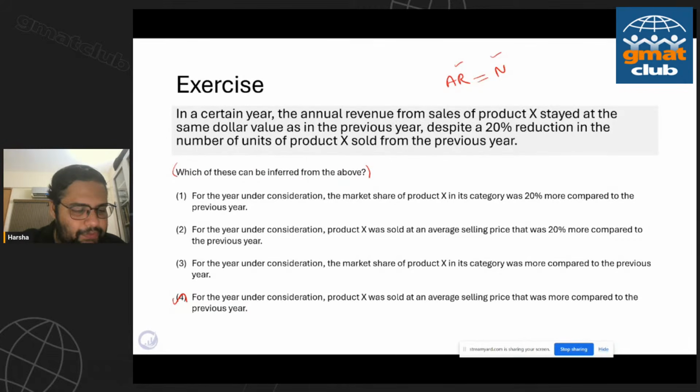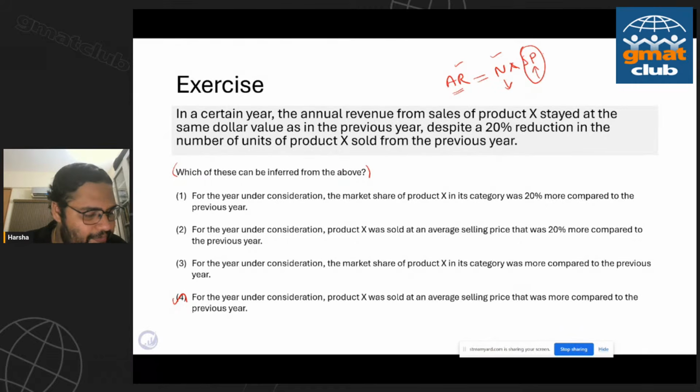All of you who chose 4, definitely you understood this, right? It is that selling price that we're talking about. So revenue is number of units into selling price. Now this reduced by 20%. Somehow revenue remained the same. Something else must have increased to compensate for that, such that revenue remained the same. And that is selling price.